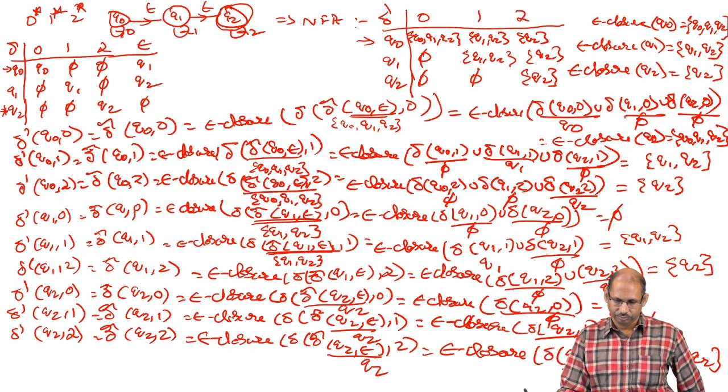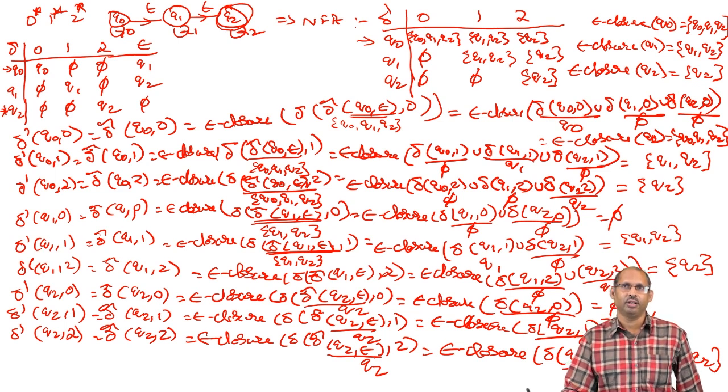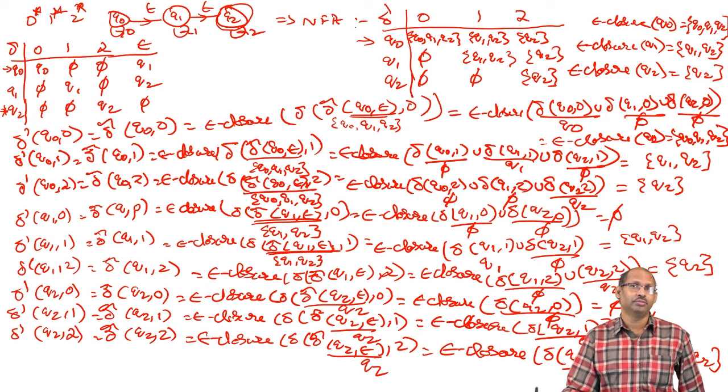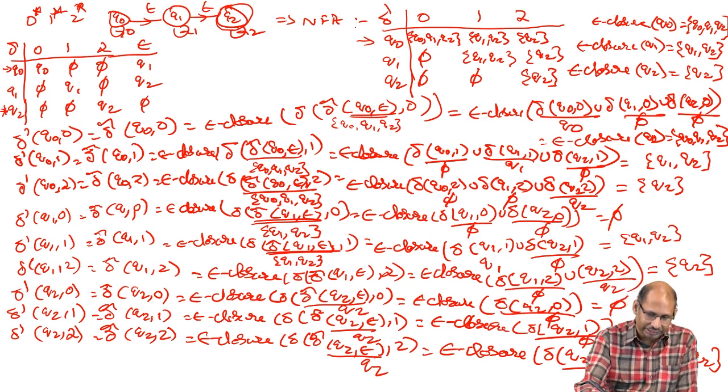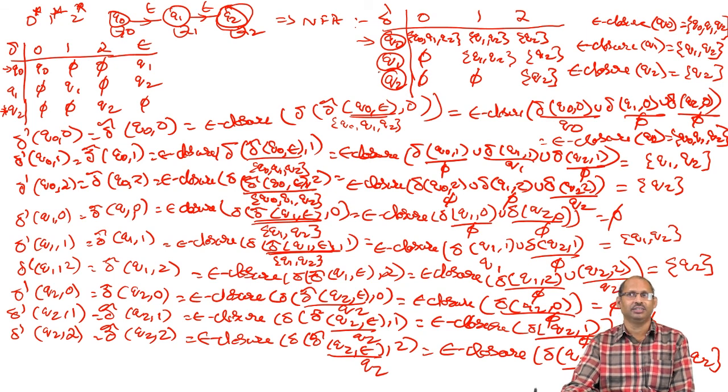Now here, which is the final state? The final state is Q2 in the NFA with epsilon. What is the epsilon closure of Q0? Epsilon closure of Q0 contains Q0, Q1, Q2. So we have to consider all three as final states, since the epsilon closure of Q0 contains a final state.